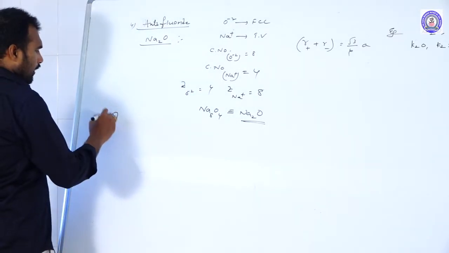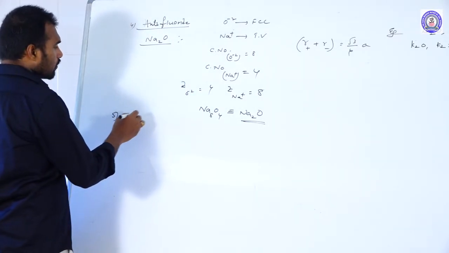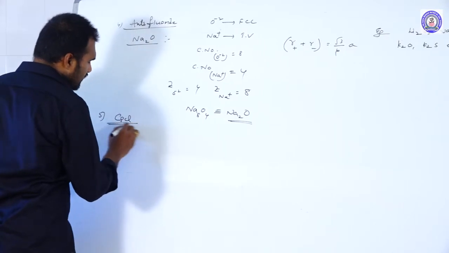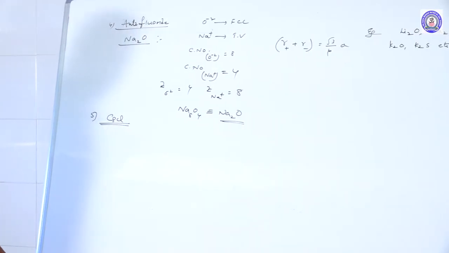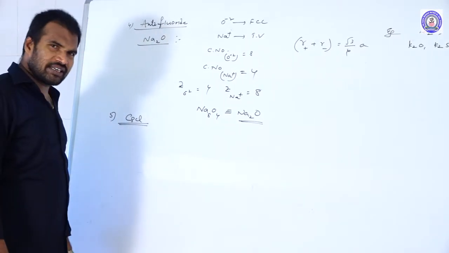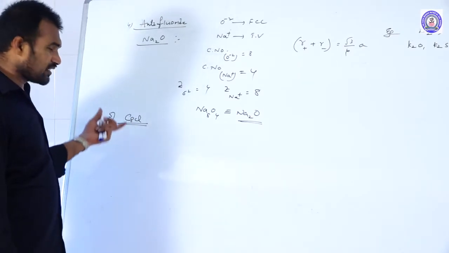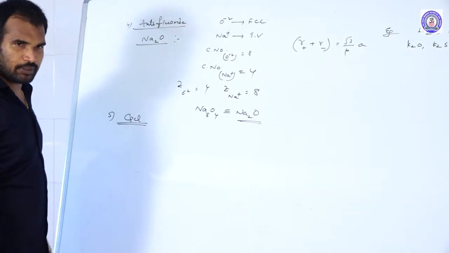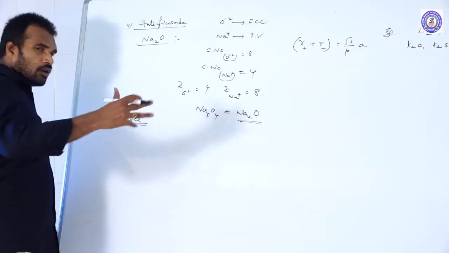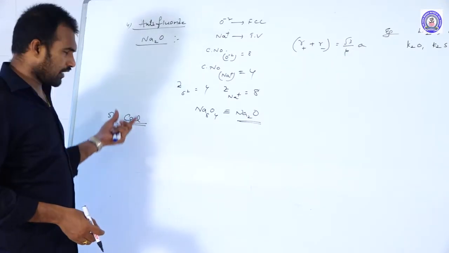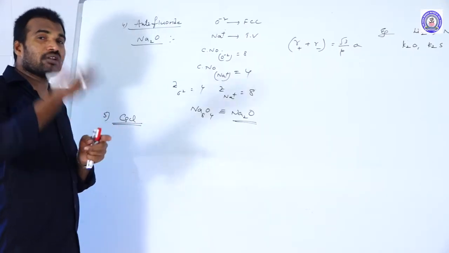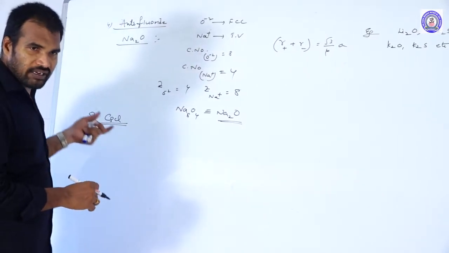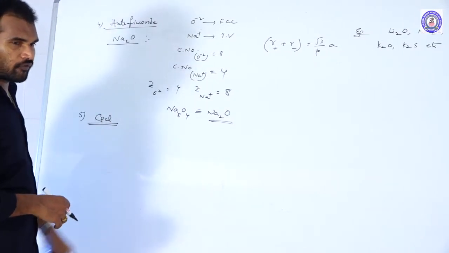Next, the last one I am going to discuss is cesium chloride. As we know, cesium chloride is a different one. What type of void do they have? A simple cubic void. Why? Because when we find the ratio between cation and anion, it will be more than 0.732. So they have a simple cubic void.